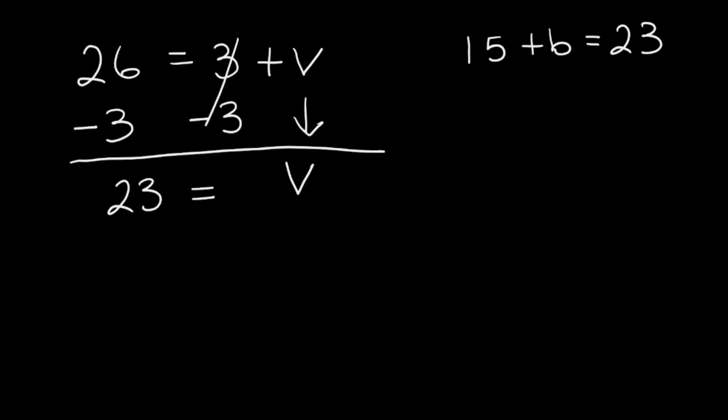Now, to get b on the left by itself, we need to do the opposite of the operation here. In our case, this would be a positive 15. So we need to subtract 15. But if we subtract 15 on the left, we need to subtract 15 on the right.